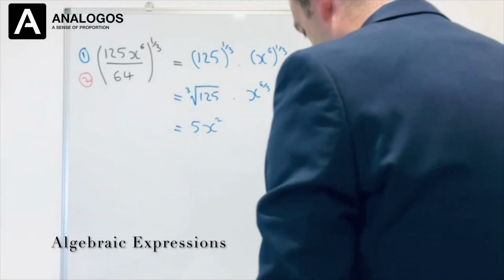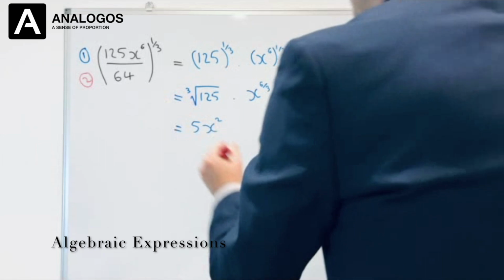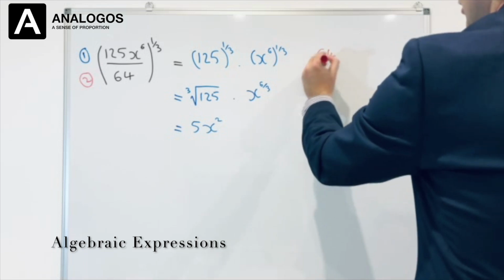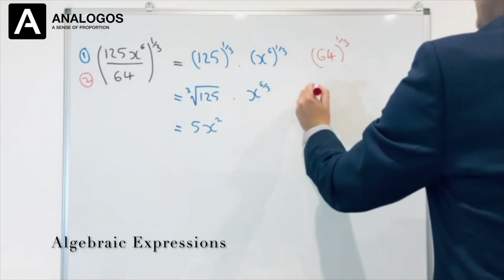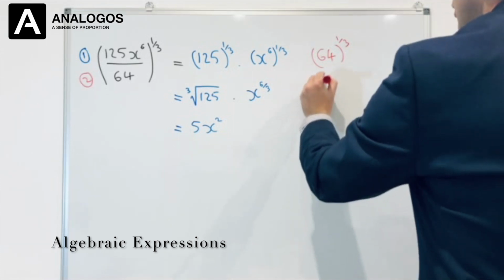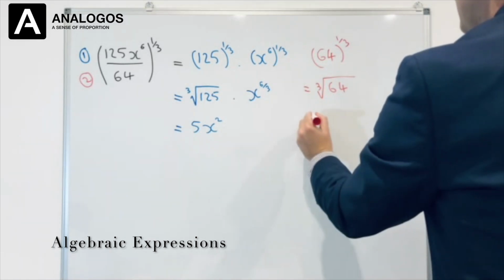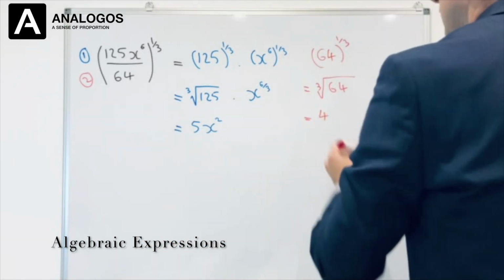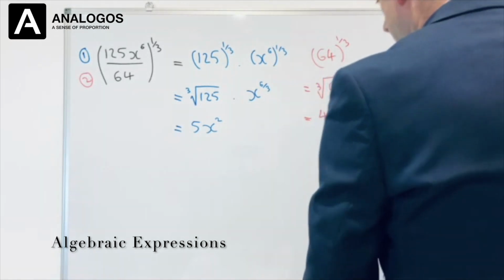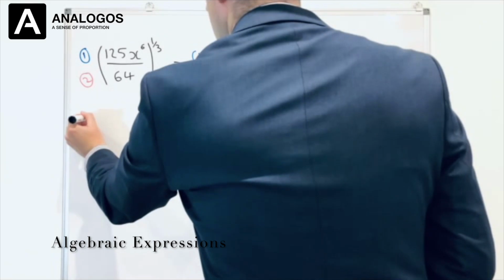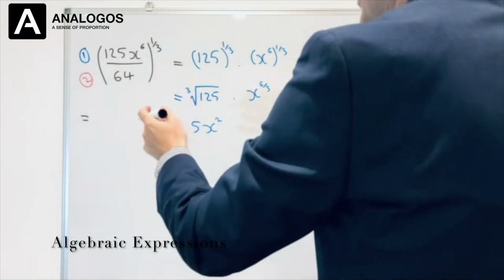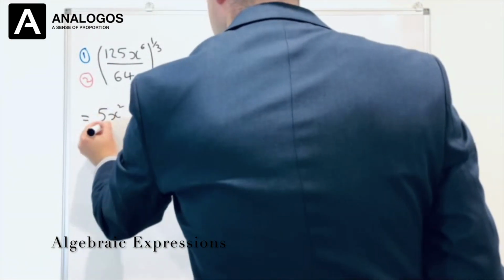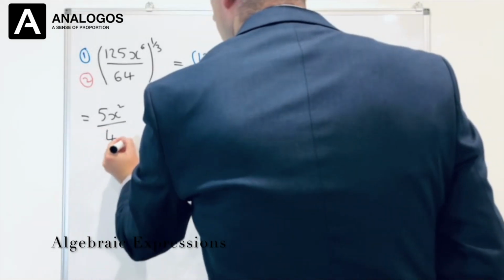What about the denominator? So let's try that. We've got 64 to the power of a third. Similar to over here, that's the same as the cube root of 64, which again you can check in your calculator, but you should know the cube root of 64 is 4. Therefore, your final answer, 125x to the power of 6 divided by 64 all to the power of a third, will be 5x squared divided by 4. And that's your answer.